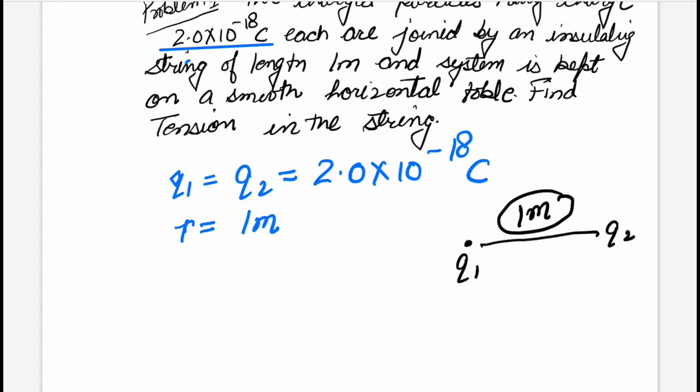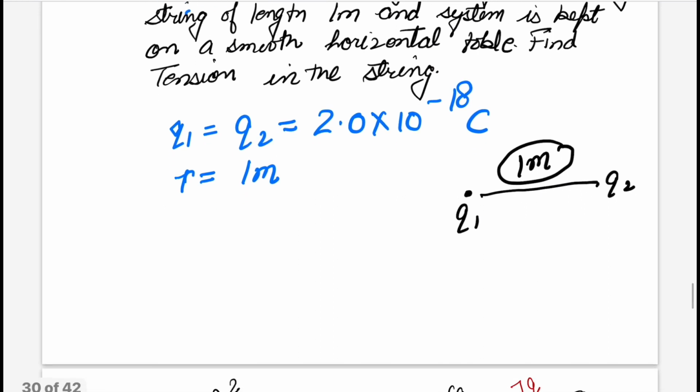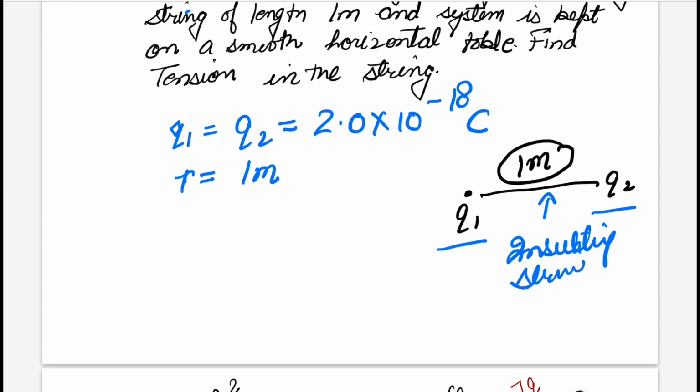They are kept on a smooth horizontal table. Find the tension in this string, right? So you know that the tension in the string will be exactly due to the repulsion force between the charges, as both are the same kind of charges. They both seem to be positive charges, so they are going to repel each other, but they are held stationary due to an insulating string. So the string will have to work. The string will have tension that is equivalent to the Coulomb repulsion, right?